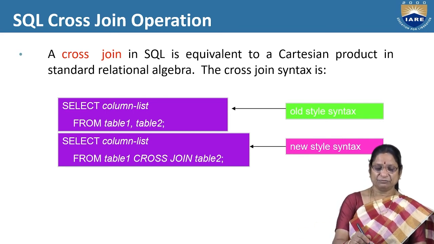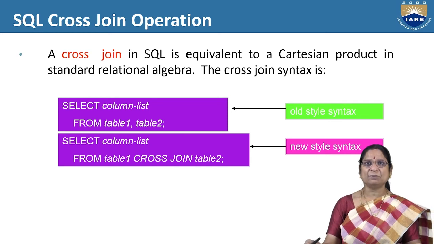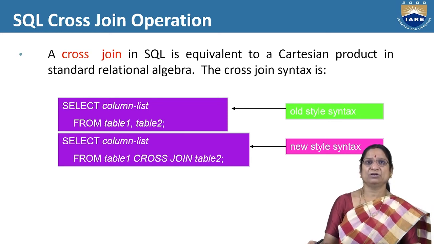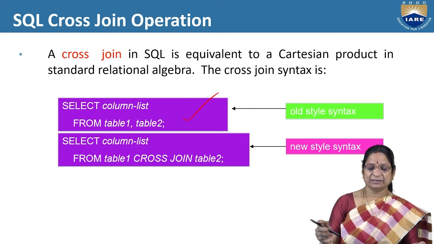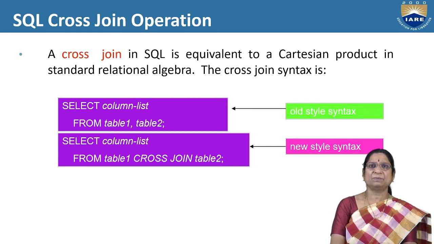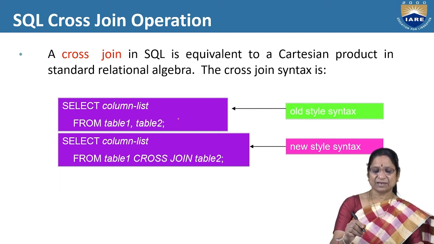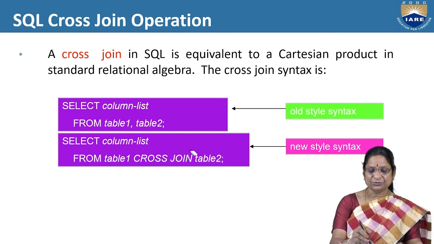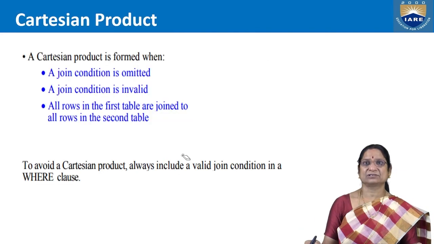So, just without any where condition, you observe: select column list from table 1 and table 2. No join condition is considered. Then automatically it is considered as a Cartesian product or a cross join, we will call it. No condition. Each tuple of the first relation is connected with each tuple of the second relation. So this is old style. New style means I will write from table 1 cross join table 2. You are going to use these verbs directly in the new syntax. Cross join, new syntax actually.